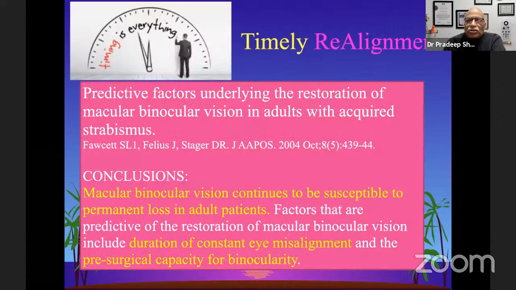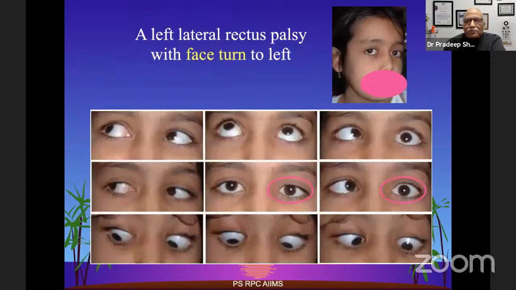It is not only in children that the binocular vision gets affected by paralytic strabismus. Studies have shown, like in JPOS by the Stager group, that even in adults, if the misalignment is more than a year, there will be binocular vision limitation forever. So we need to correct not only in time, but also with a full alignment. How can we do that? We'll be talking about these.